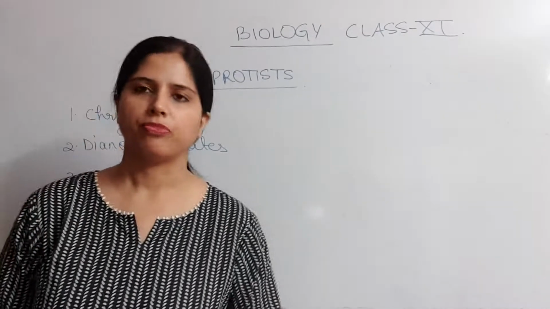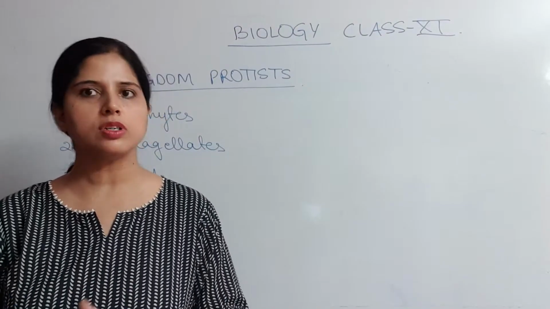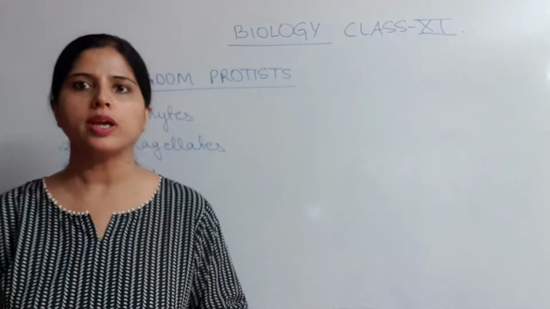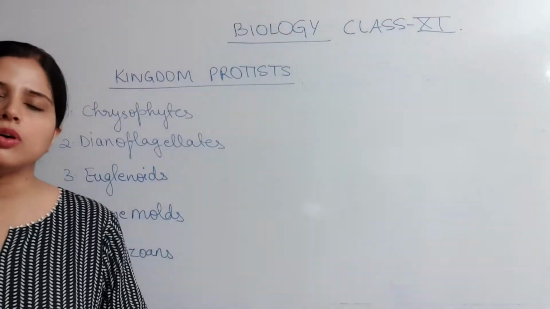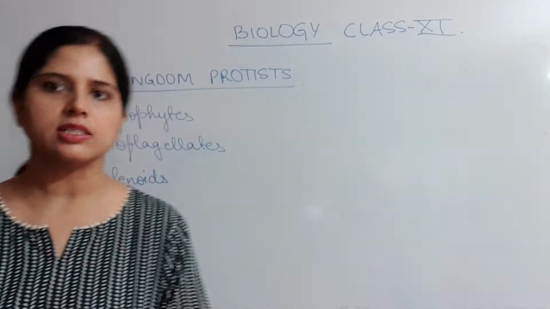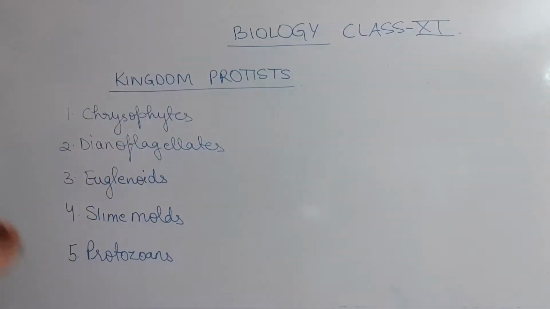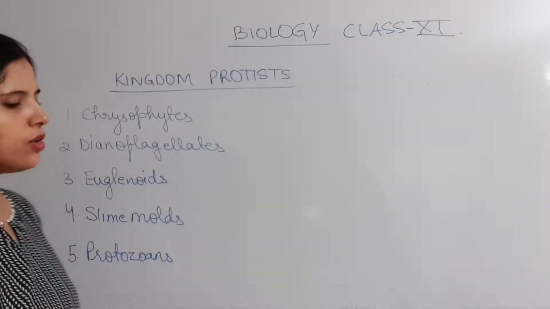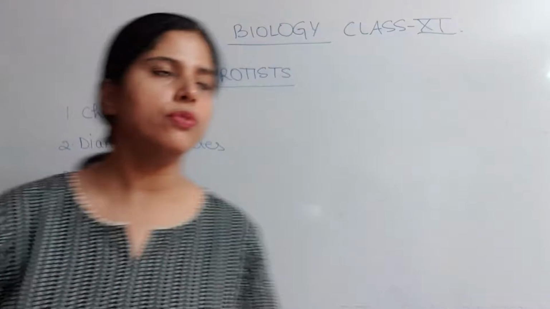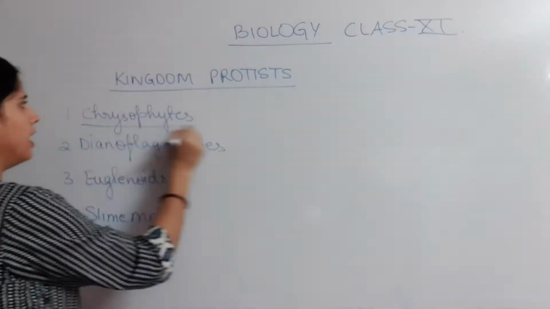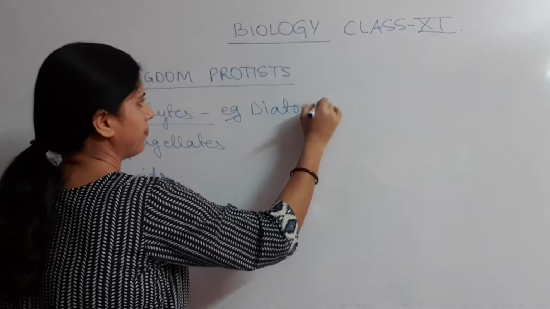Hello class. Today we will start with the kingdom Protista. Kingdom Protista includes eukaryotic unicellular organisms. Now we come to the classification of kingdom Protista, which includes Chrysophytes, Dinoflagellates, Euglenoids, slime molds and protozoans. Over here, Chrysophytes. A Chrysophyte example is diatoms.